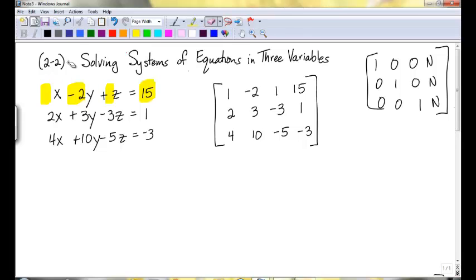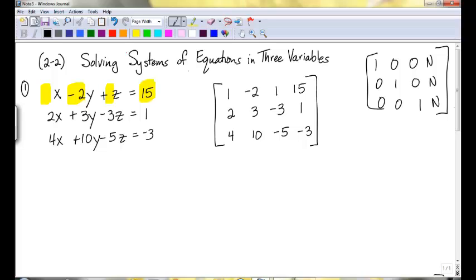Okay, the first example we're going to do is the first equation is x minus 2y plus z equals 15. Second equation is 2x plus 3y minus 3z equals 1. And then 4x plus 10y minus 5z equals negative 3. Okay, since they are lined up, the x's, the y's, and the z's, those are all just placeholders.